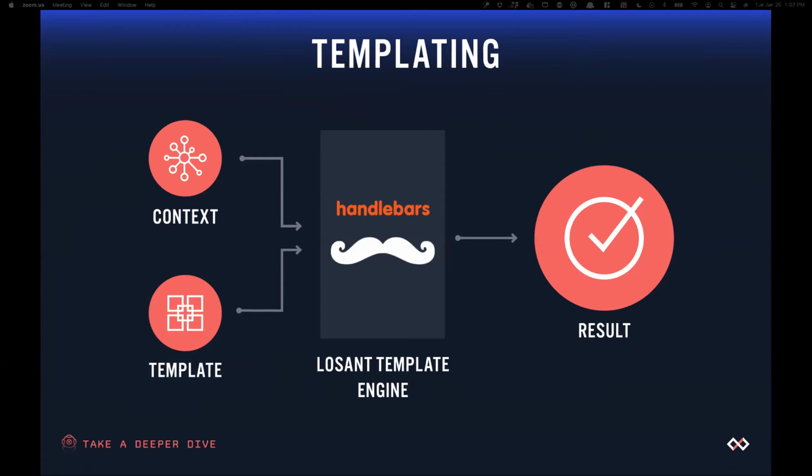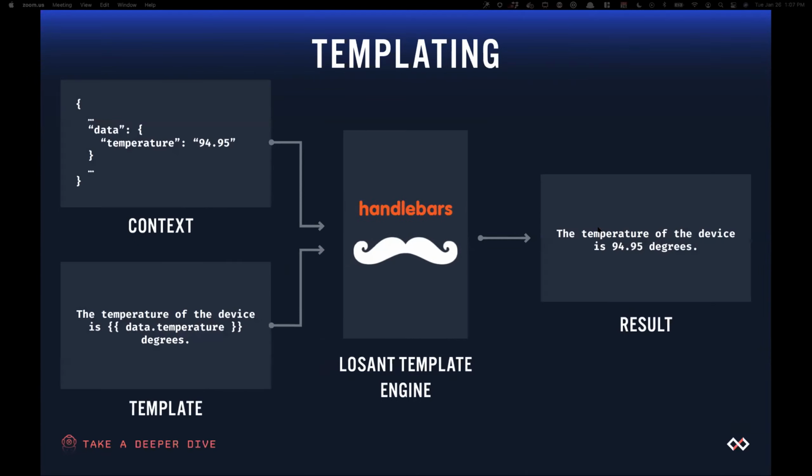Templating involves 3 key variables, so a context, a template, and a result. And we can kind of expand those to see what that could be. So in general, your context is going to be data. It's going to be something coming from your device. So in this case, temperature.